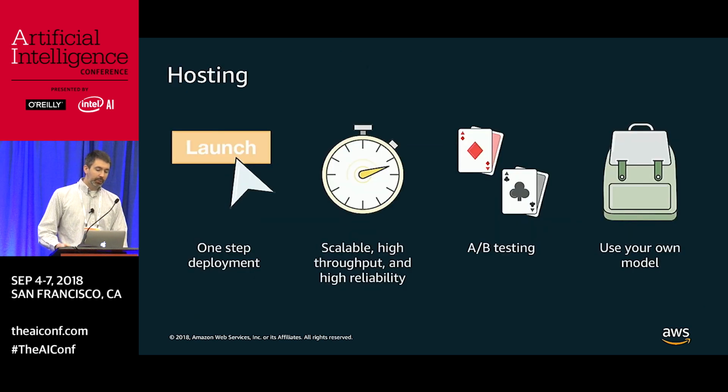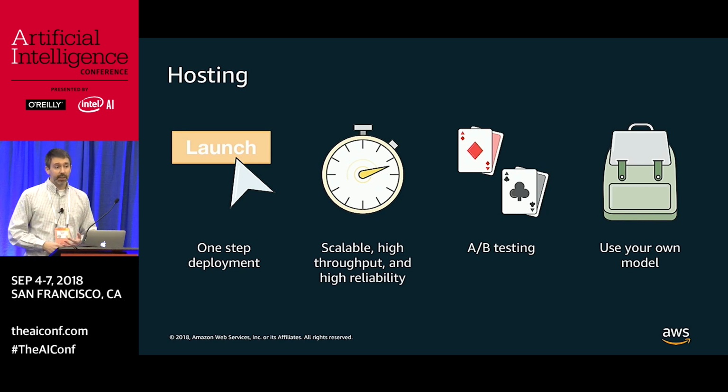So going into the deploy section. The deploy is really meant to be one step and very easy as well. So once you've trained your model, and again, you can train in SageMaker or train outside of SageMaker, we really wanted to make it easy for you to deploy to a real-time production hosted endpoint that's going to be auto-scalable. It's going to be highly available. So if you have multiple instances, they'll be spread across availability zones. And it's going to be highly reliable with a lot of other functionality as well.